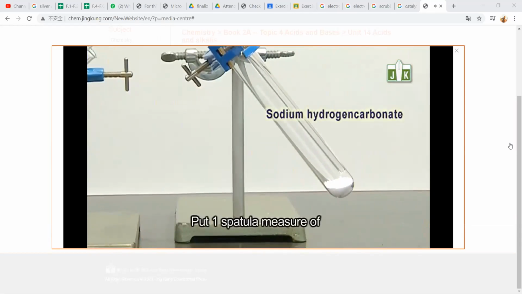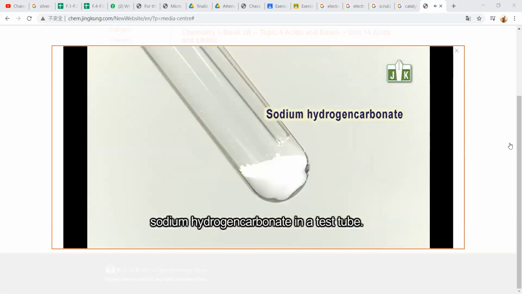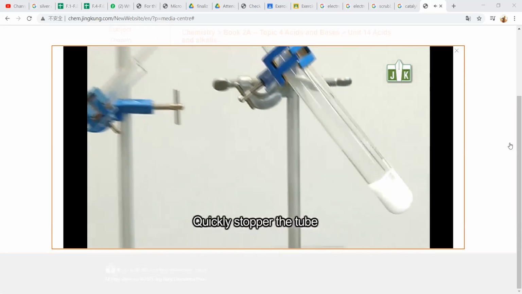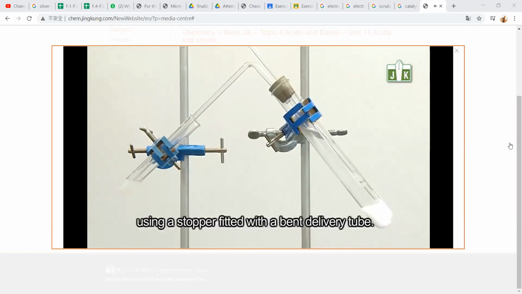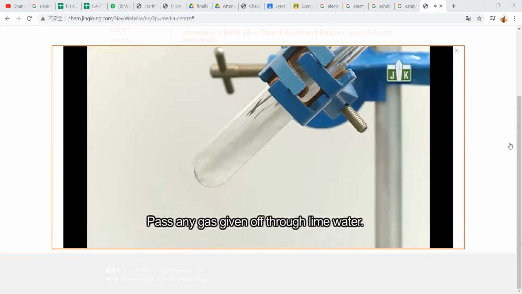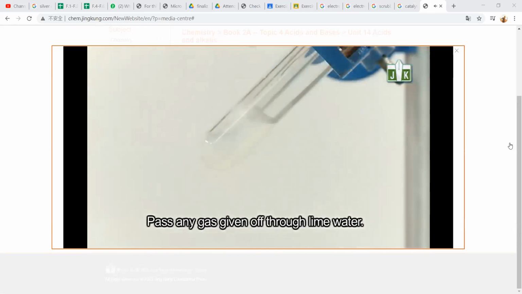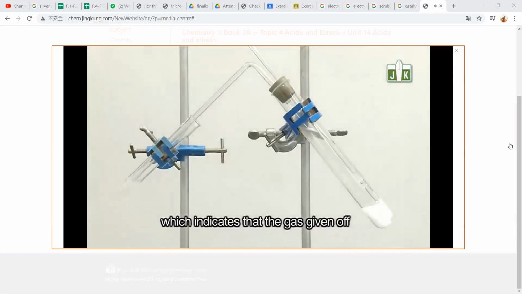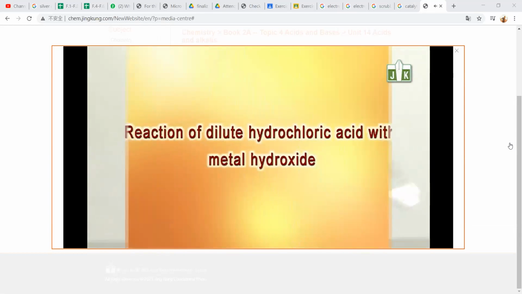Put 1 spatula measure of sodium hydrogencarbonate in a test tube. Add 4 cubic centimeters of dilute hydrochloric acid. Quickly stopper the tube using a stopper fitted with a bent delivery tube. Pass any gas given off through lime water. The lime water turns milky, which indicates that the gas given off is carbon dioxide.